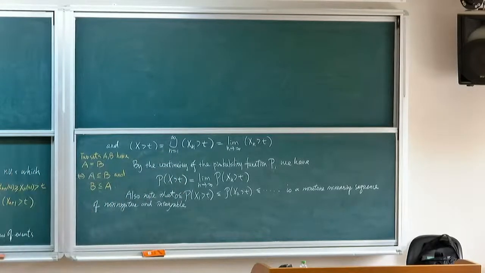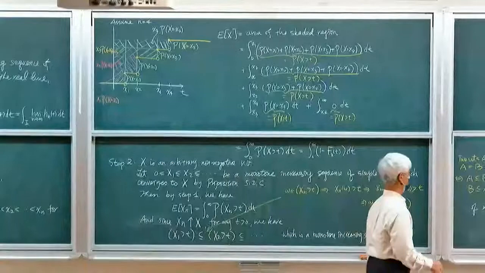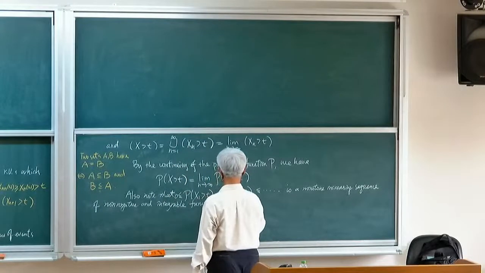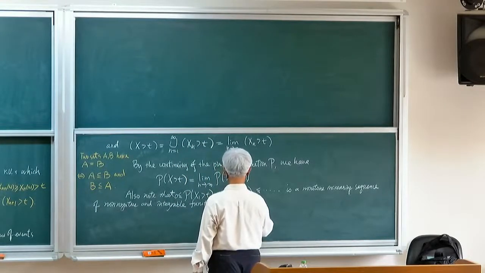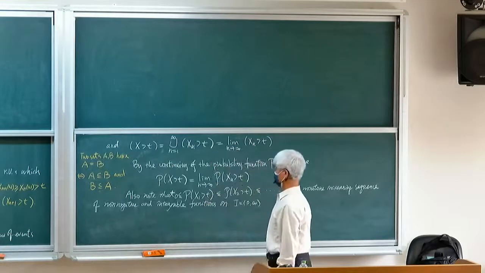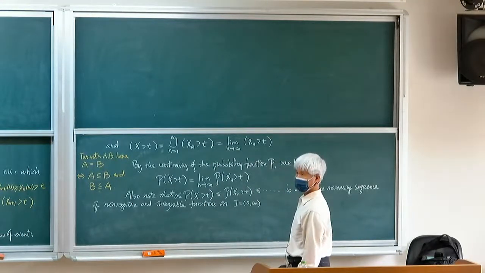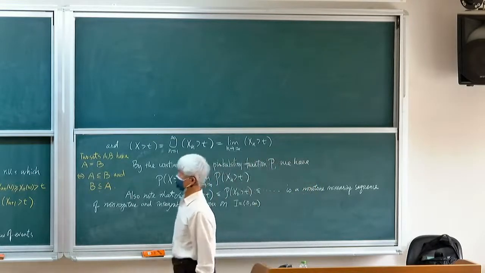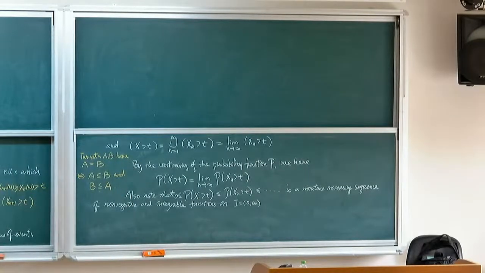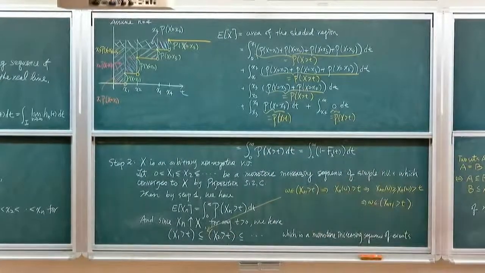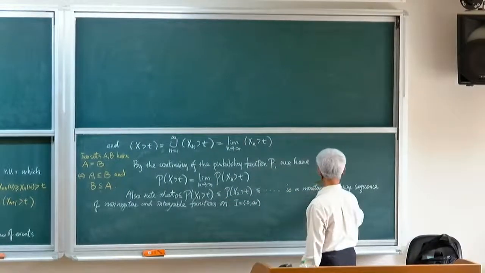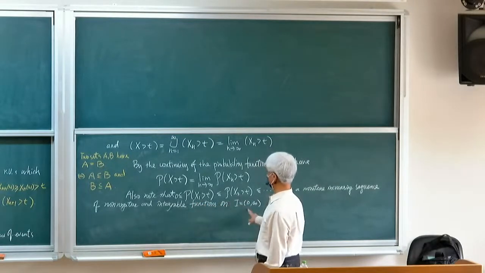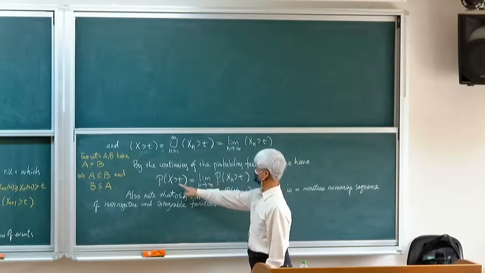Okay, because it's integrable, right? Functions on the interval from 0 to infinity. The event becomes bigger and bigger, so the probability of the event becomes bigger and bigger, right? For each t, so it's a monotone increasing sequence of non-negative integrable functions, and also its limit is P(X > t).